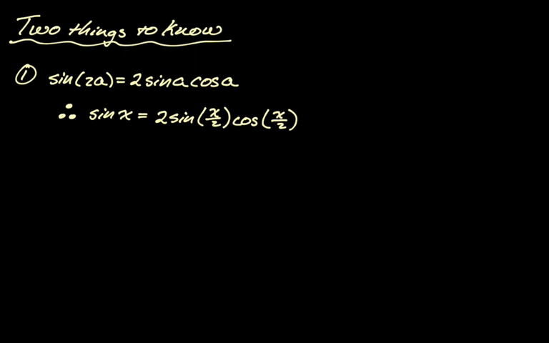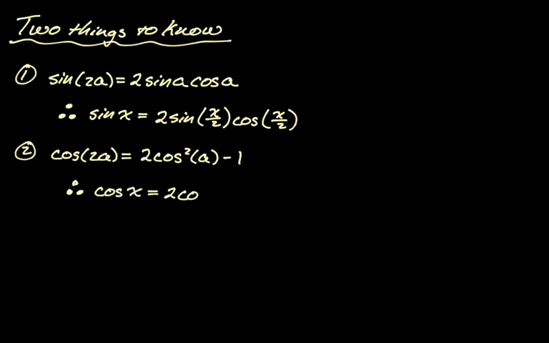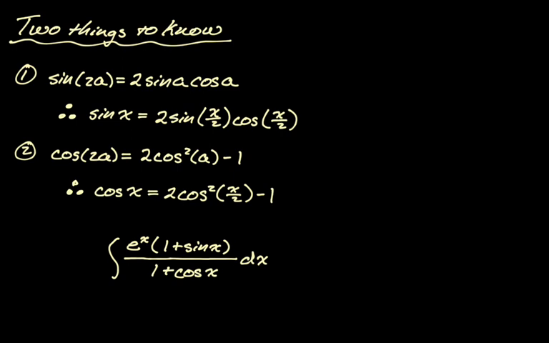The second substitution involves cosine of 2a. So cosine of 2a, there's three choices of formula. I'm going to choose the one that involves cosine squared because I know that that's going to make this work out for us. So 2 cosine squared of a minus 1. Now this will allow us to rewrite cosine. So cosine of x, replacing a with x over 2, is going to be 2 cosine squared of x over 2 minus 1. We need both of these substitutions because the thing that we're dealing with has a sine in it and it has a cosine in it. We're going to make our substitutions and then do a little trig on this. I think this is going to work out.